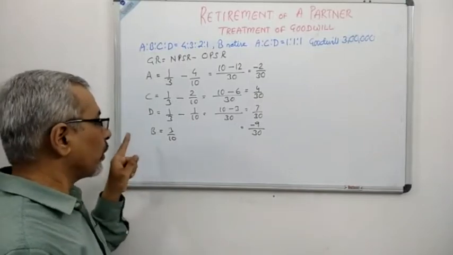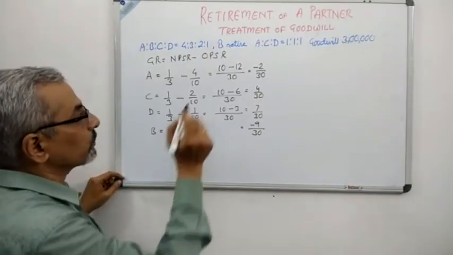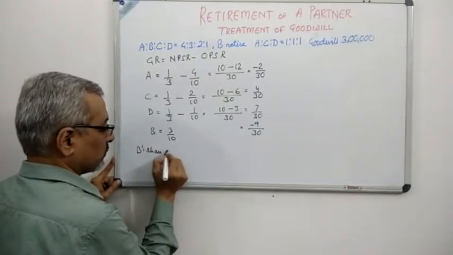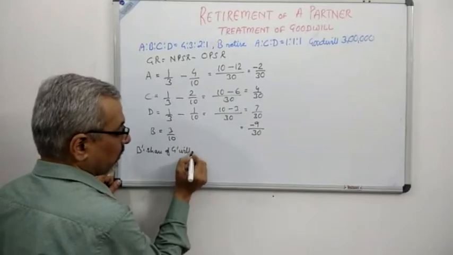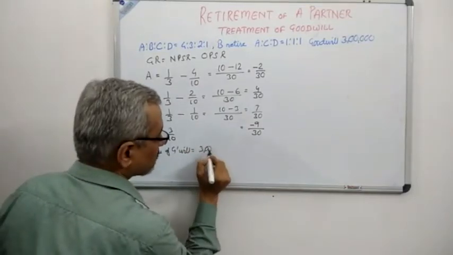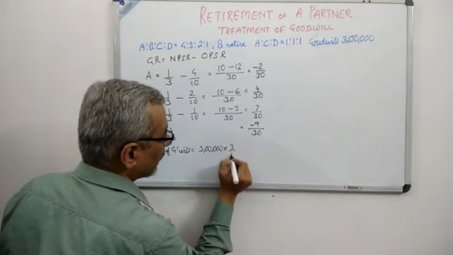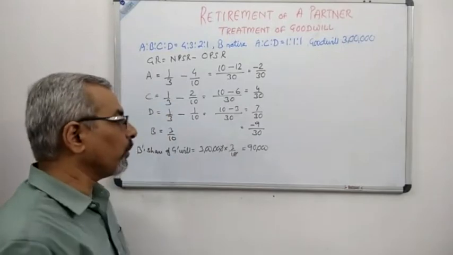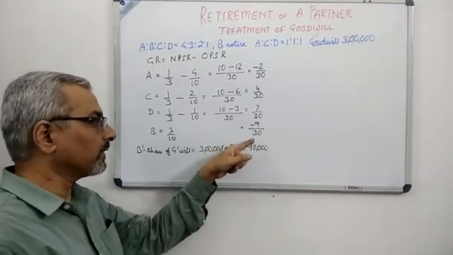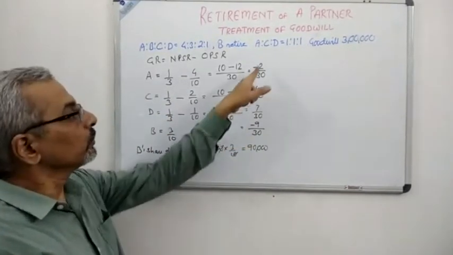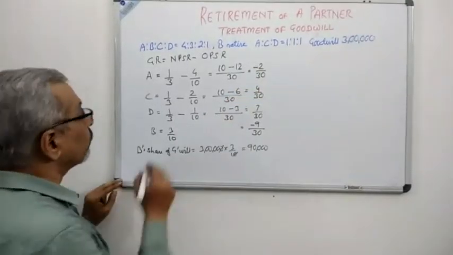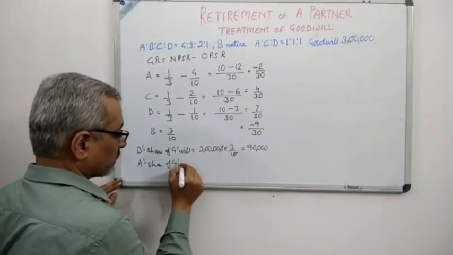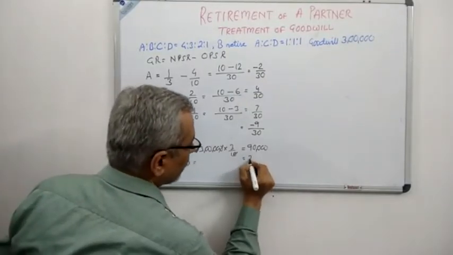Now let us find out what will be B's share of goodwill. So the goodwill of the firm is 3 lakh. So B's share of goodwill will be calculated as 3 lakh into 3 by 10, which is giving us 90,000. Now it is very obvious that if 9 by 30 is 90,000, 2 by 30 will be 20,000. So over here A's share of goodwill will also be 20,000.